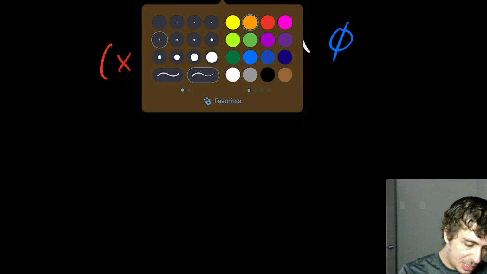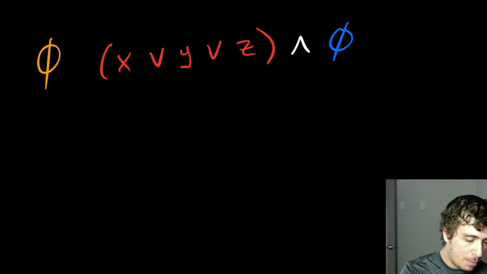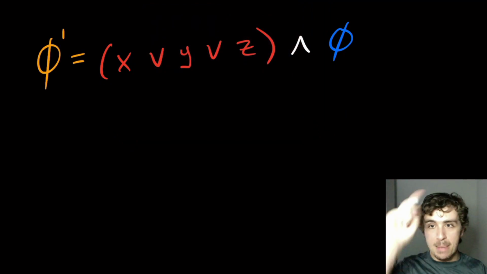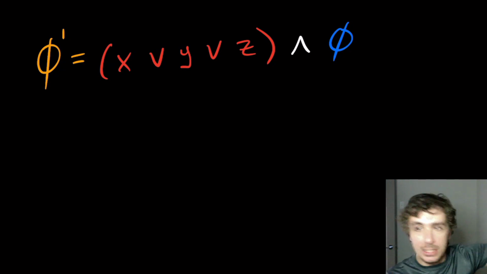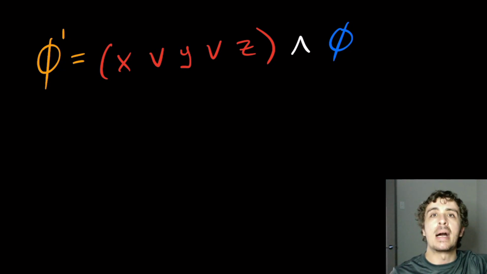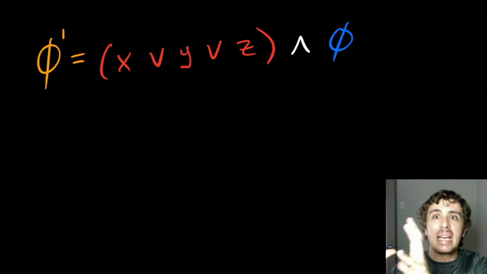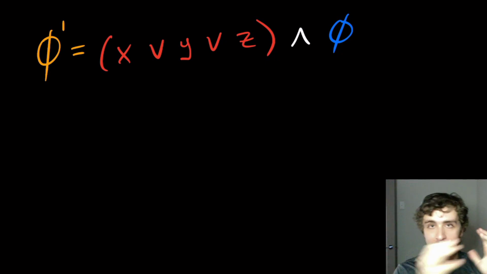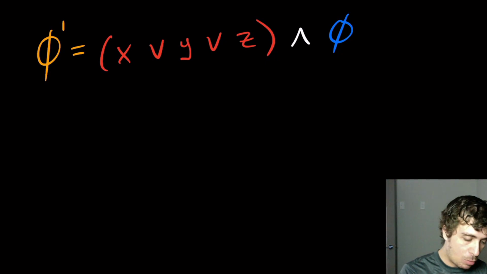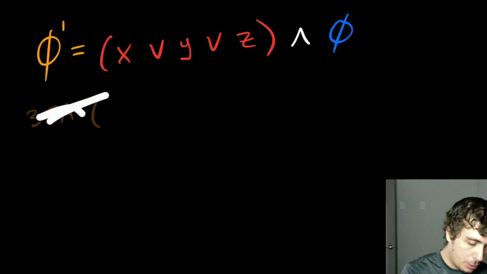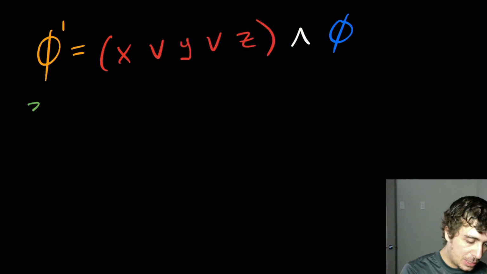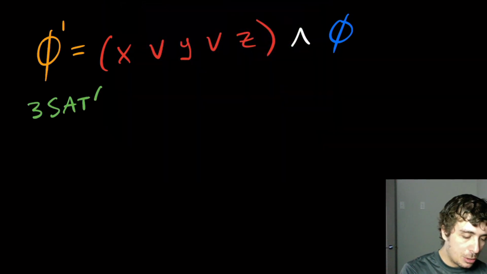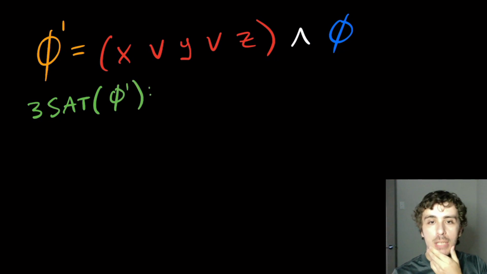So let's say I'm going to call this a big modified formula phi prime. Phi is the rest of the formula, which for the moment I'm not caring about. Phi prime is the big formula. And let's say that we're trying to solve 3-SAT, and I'm going to write it as a function. I'm going to use a different color for this and write pseudocode here. So 3-SAT of phi prime. Okay, so then what are we going to do?